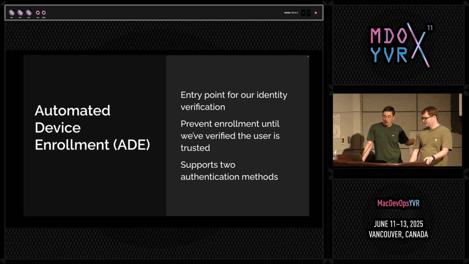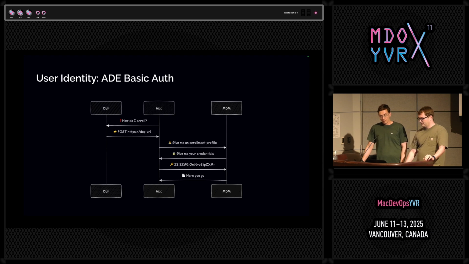With the enrollment flow, automated device enrollment serves as our entry point for identity verification. With ADE, we can prevent enrollment until we verify that the user is trusted. And we can do that in one of two authentication methods. So the first we have is with basic authentication.